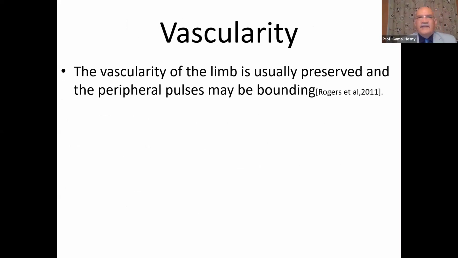Vascularity is very important. The vascularity of the limb is usually preserved and the peripheral pulses may be bounding. This is very important. I don't know why.